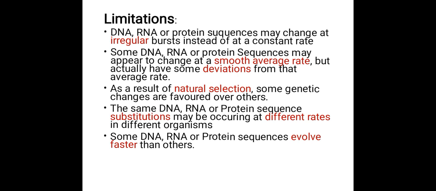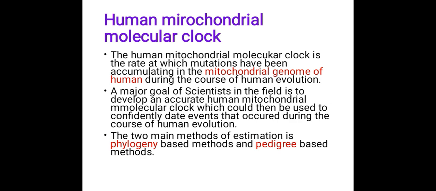Some DNA, RNA, or protein sequences may appear to change at a smooth average rate, but actually have some deviations from that average rate. As a result of natural selection, some genetic changes are favored over others. The same DNA, RNA, or protein sequence substitutions may be occurring at different rates in different organisms. Some DNA, RNA, or protein sequences evolve faster than others.